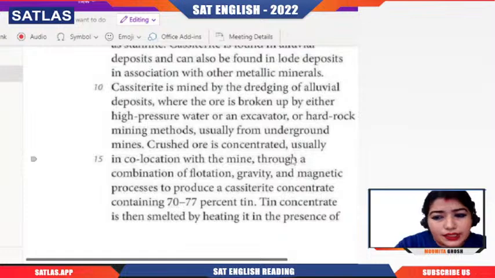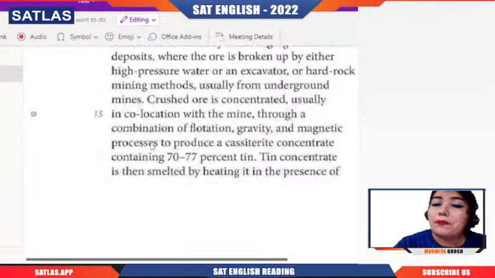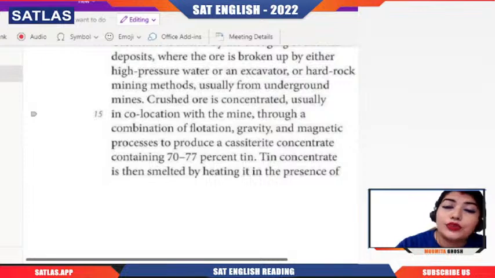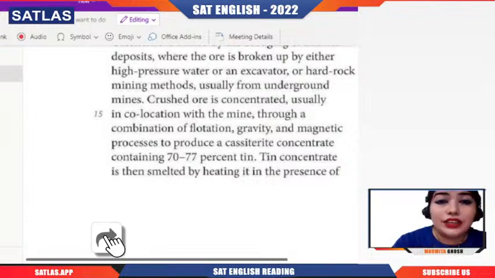Crushed ore is concentrated usually in co-location with the mine through a combination of flotation, gravity, and magnetic processes to produce a cassiterite concentrate containing 70 to 77% of tin. So here you can see that 70 to 77% of tin is there in cassiterite. So it may be the purest form. But in other forms of tin, we can find only 60%.